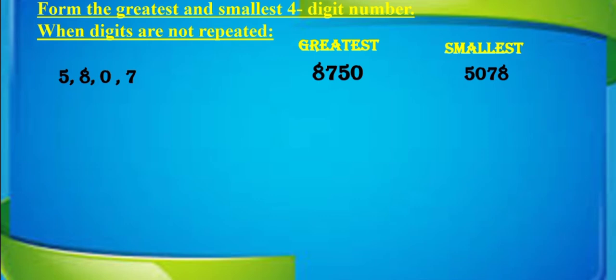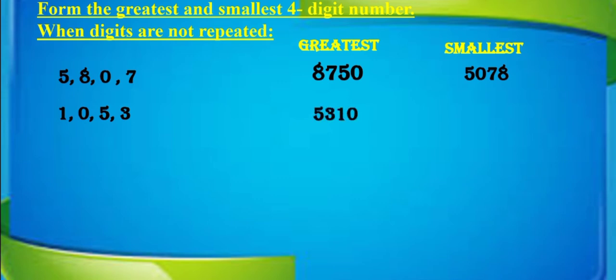Is it clear, children? You should not write 0 in the first place. You have to write 0 as the second digit. So this is the greatest and smallest number. We will see more examples. See the next example. The digits given are 1, 0, 5, 3. 0 is coming. So 1053.